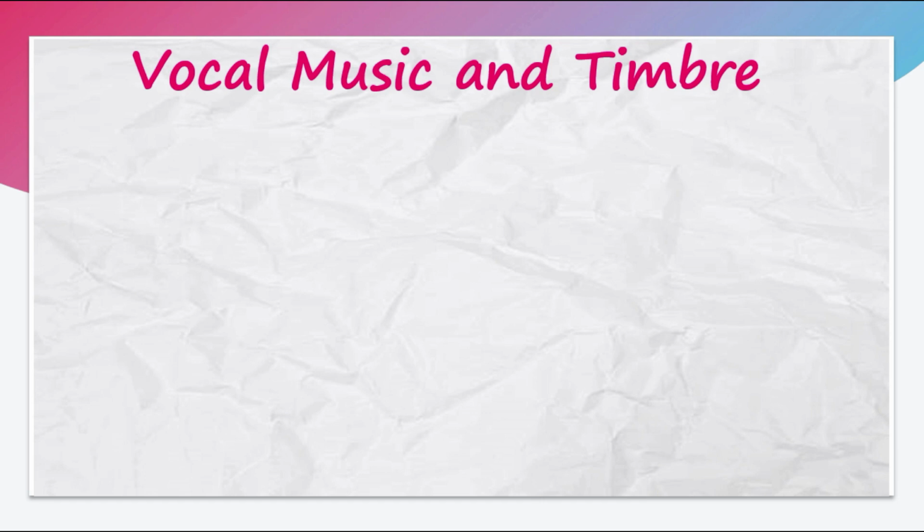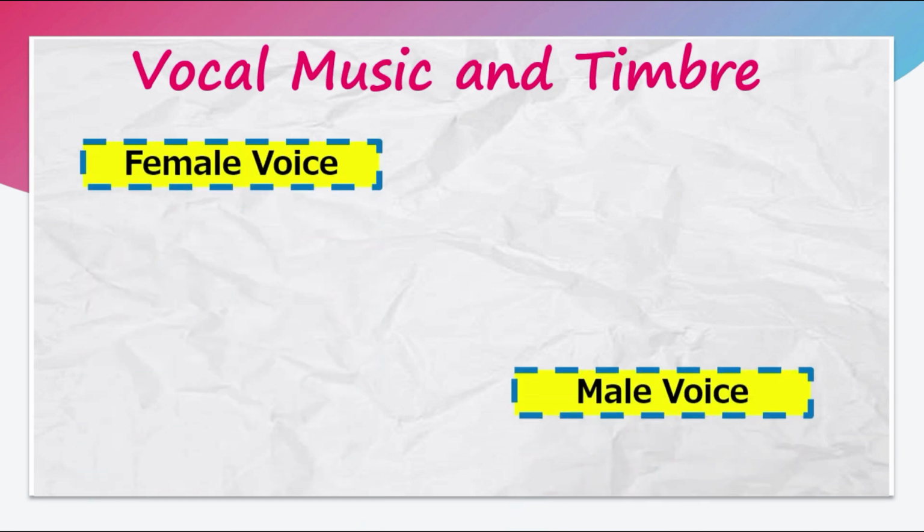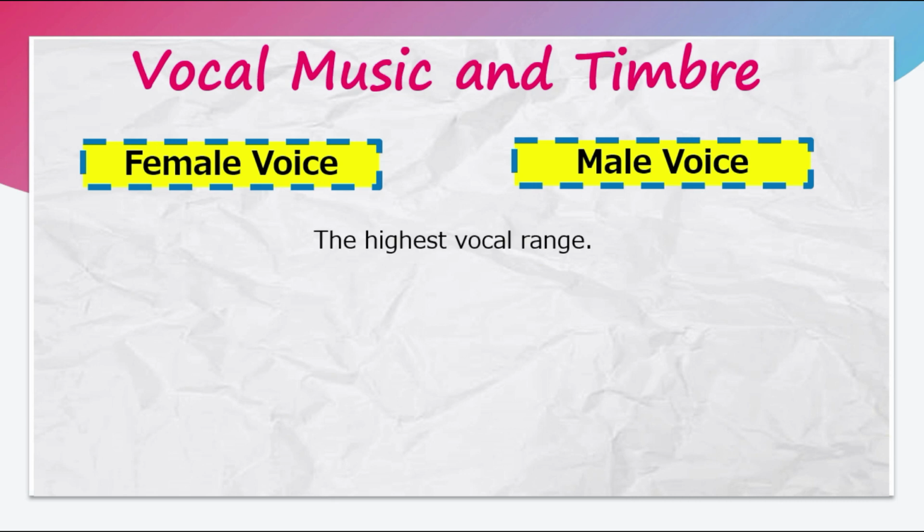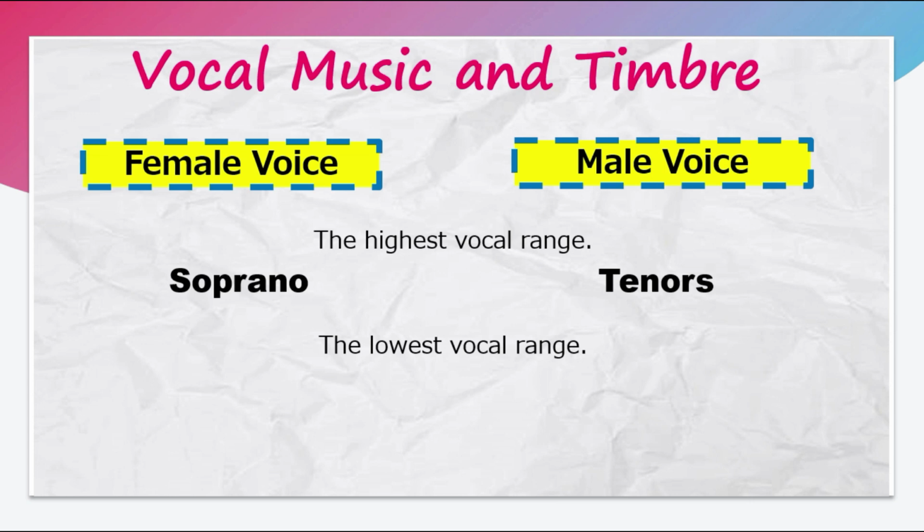Now, let us proceed with this. Vocal music and timbre. The vocal timbre is usually determined by a person's gender. So we have here the female voice and the male voice. The highest vocal range for the female voice is what we call soprano, while for the male voice, it is called tenor. And the lowest vocal range for the female voice is alto, while for the male voice, it is called bass.